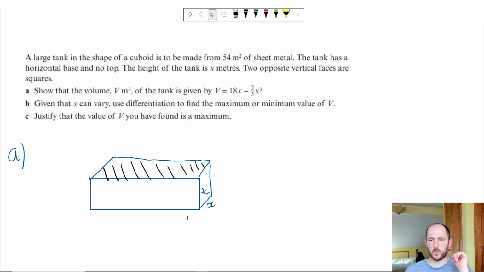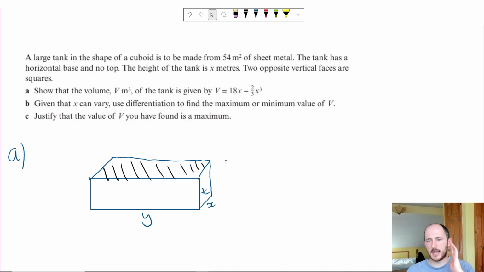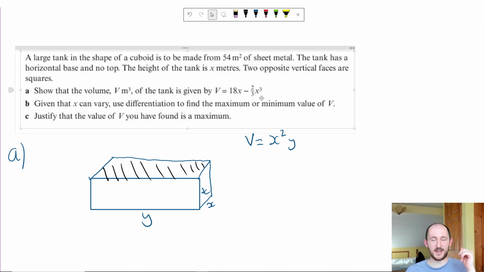And it doesn't tell me how wide the shape is, so I'm just going to call it y, because x and y makes 100% sense to me, right? And it says, show that the volume is given by. So here's what I would do. And I'm well aware that model answers tend to not follow this exact process, but I think this makes more sense. As I would write down, how would I work out the volume? Well, I would do y times x, or x times y, however you want to do it, but it'd be x squared y.